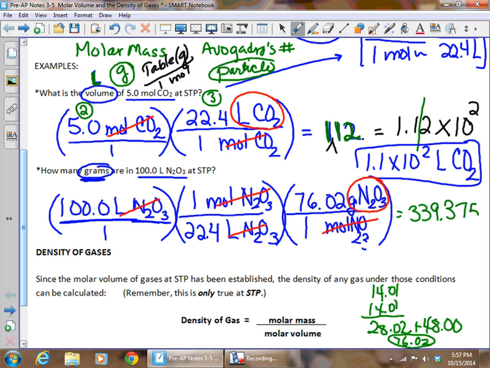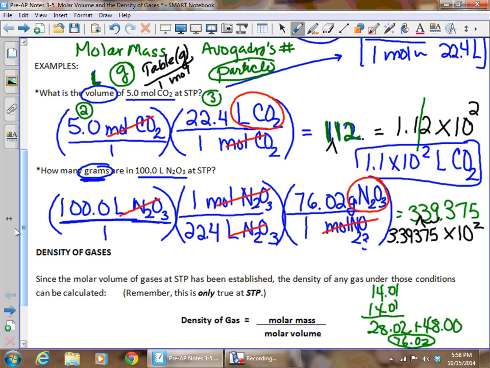Now that is a number greater than 1, so we know that we're going to have to use a positive exponent. I need the decimal to be here, and it looks like we moved it 2 places. So it looks like we're going to have times 10 to the positive 2. So 3.39375 times 10 to the second.